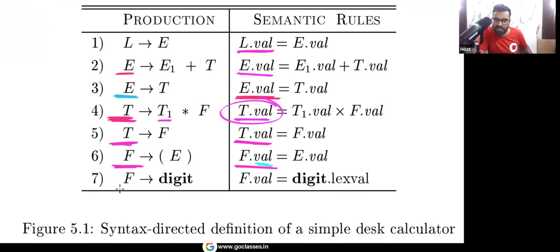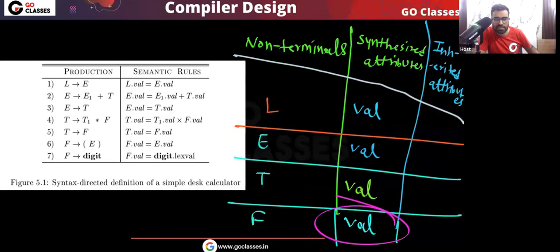Okay, and you can see finally here for this production, this is the semantic rule associated, and you can see here what you are defining, what you are computing. You are computing F dot val. Okay, and you can see this F dot val you are computing. This attribute is an attribute of LHS, yes or no? You are computing an attribute of LHS. So this is a synthesized attribute. This VAL is a synthesized attribute of F. Okay, you can see VAL is a synthesized attribute of F.